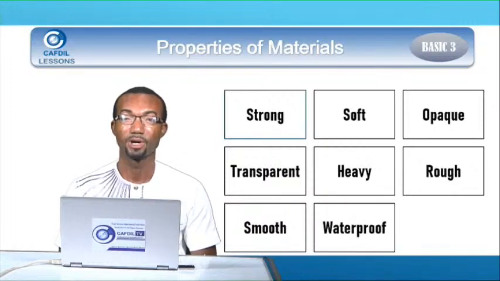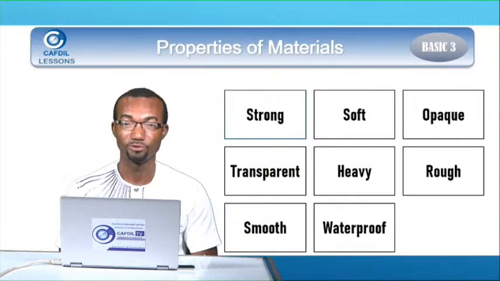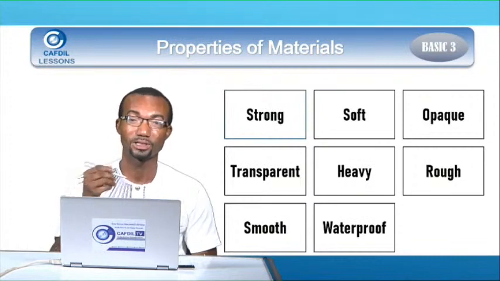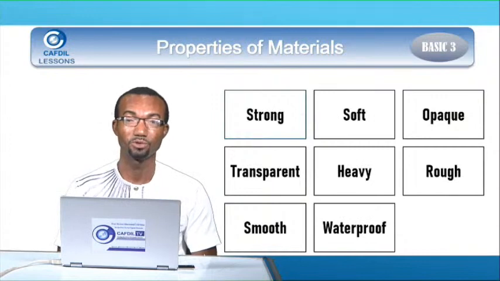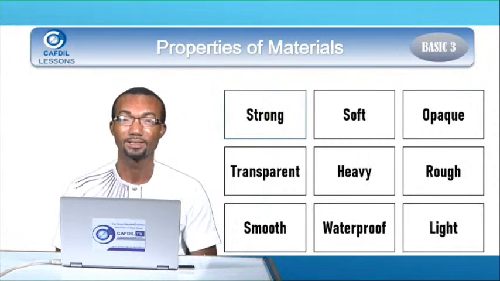We also looked at materials that are waterproof. That means that they do not allow water to pass through. And then lastly, we talked about materials that are light. They are not heavy. Like the rubber, for instance, is not heavy.